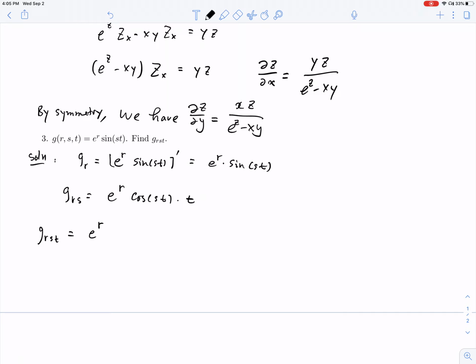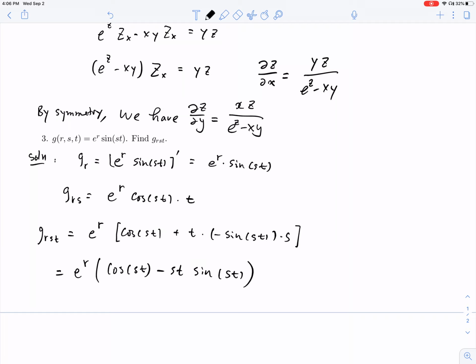But now we have a product. So let's take the derivative of t first. We have cosine st. Okay. And then plus t times the derivative of cosine, which is negative sine st. And remember, we are taking the derivative with respect to t, so we have an additional s over here. And just rewrite, not exactly simplification, but to make it nicer looking: minus st sine st. And that's it.